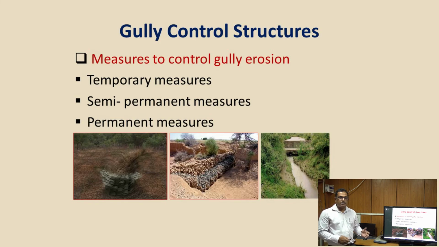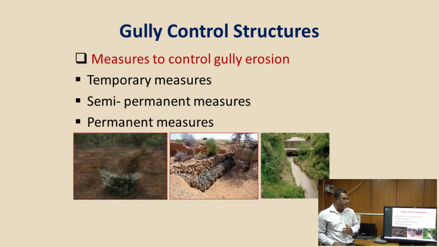Temporary, as the name suggests, is designed to have a life of 2 to 5 years. We put across the slope whatever material is available, like wood, bushes, sand. In this photograph we can see sandbags across the bed of the gully, so that whenever there is a runoff, it will obstruct the speed of the runoff, and if the speed is broken, then it will flow with a non-erosive velocity. This is a temporary structure.